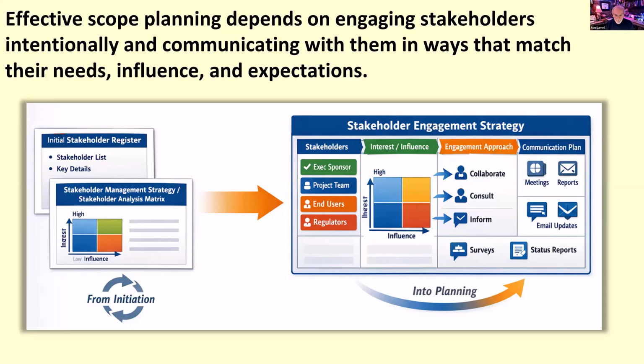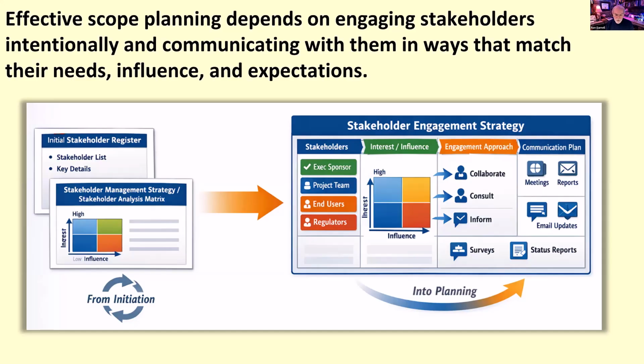This is especially important in scope planning, where stakeholder needs and expectations help shape requirements, deliverables, and project boundaries. This is also an iterative process. Stakeholder understanding is rarely complete at the beginning of the project. As planning continues and the project lifecycle advances, the team may identify new stakeholders, revise engagement strategies, adjust communication approaches, or update priorities based on changing project conditions.